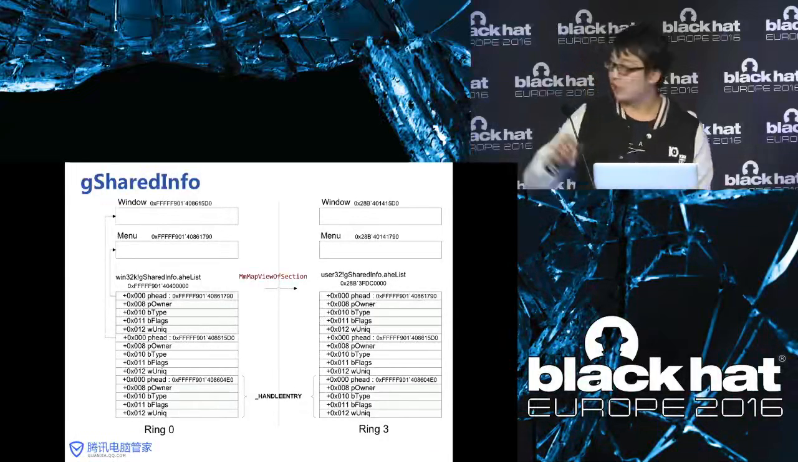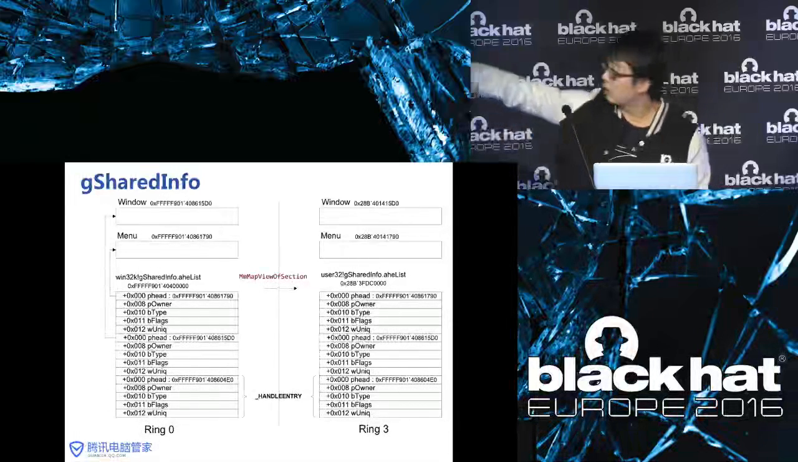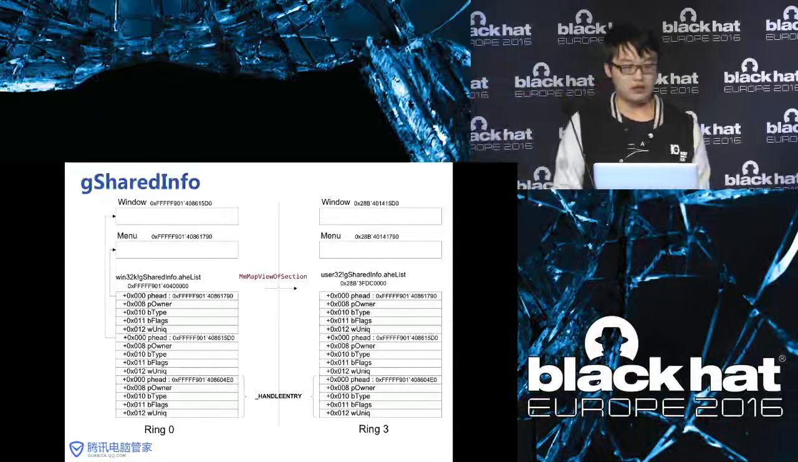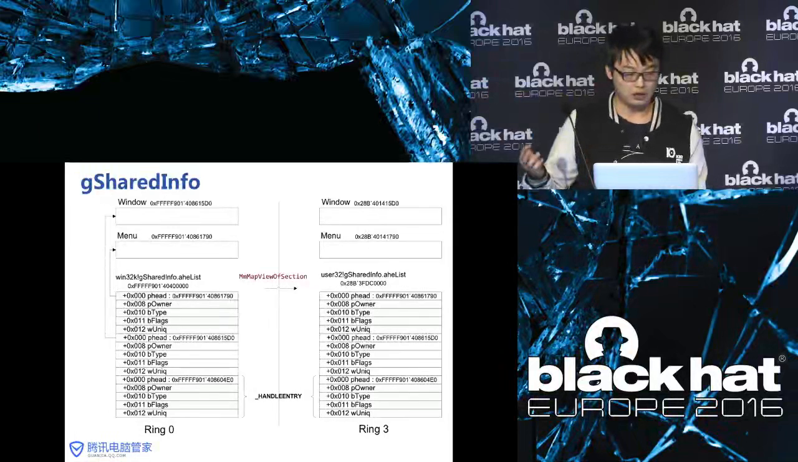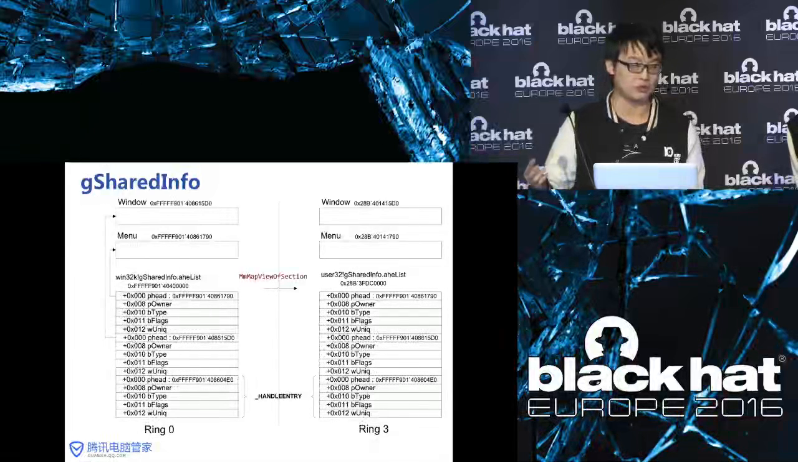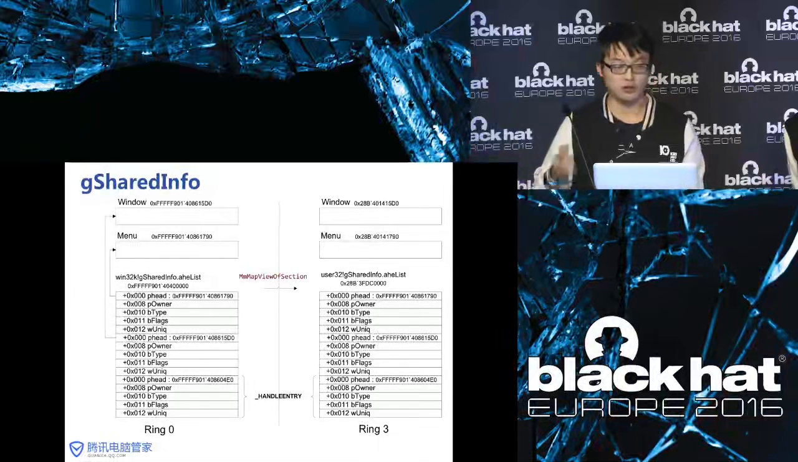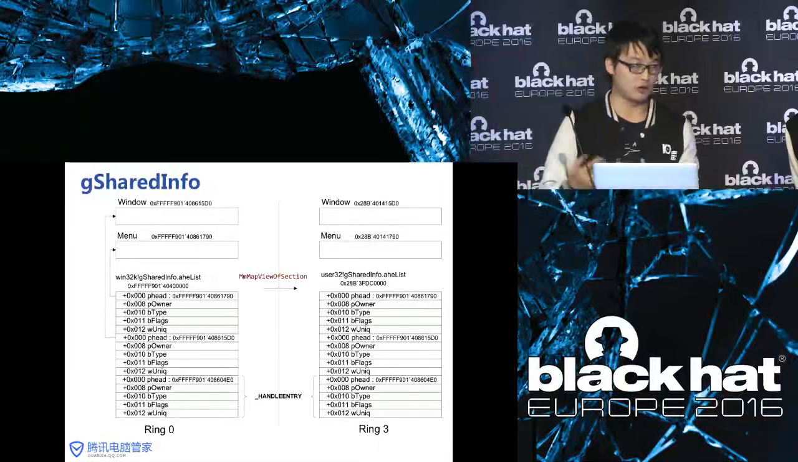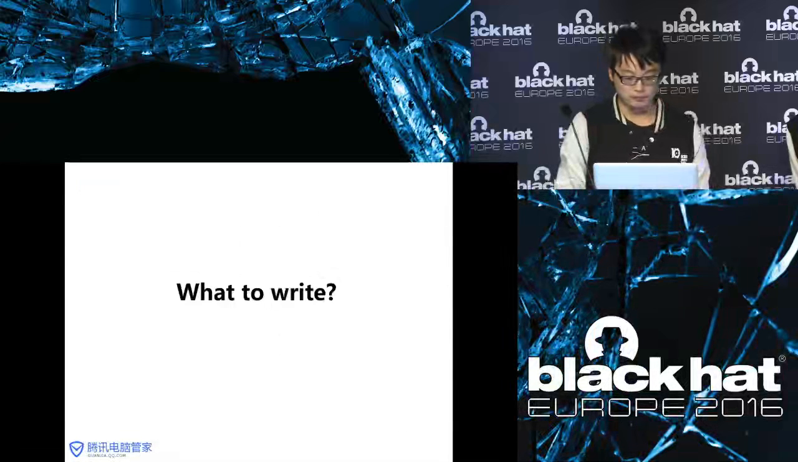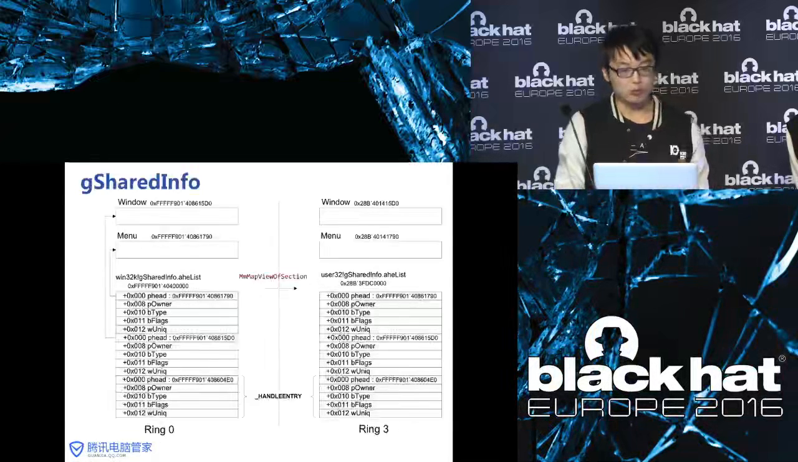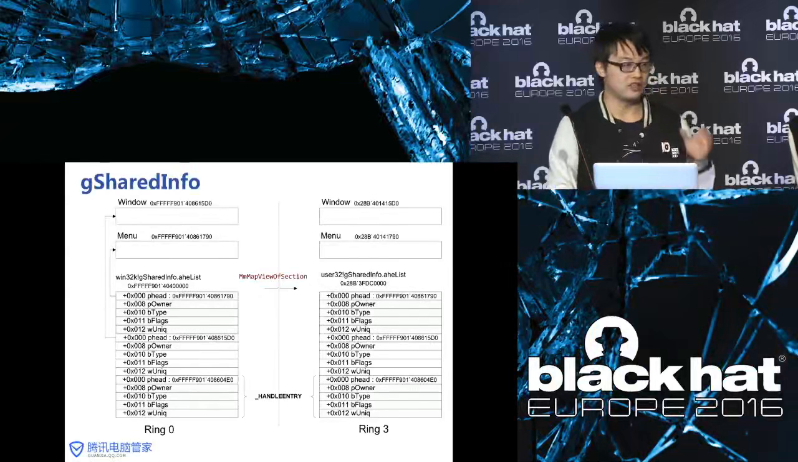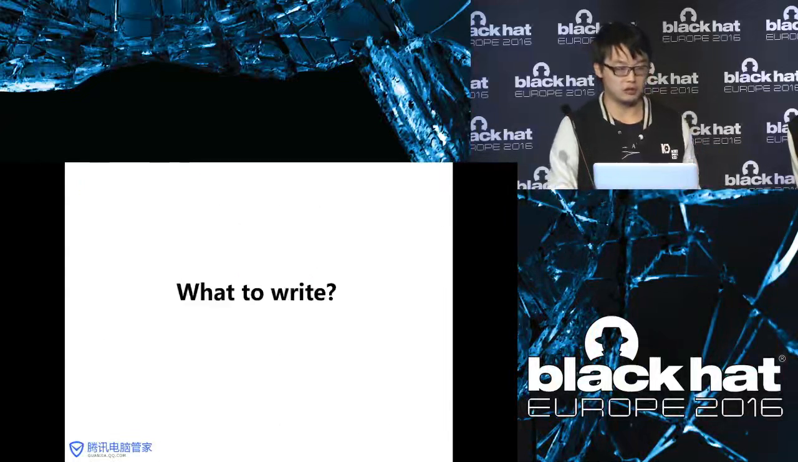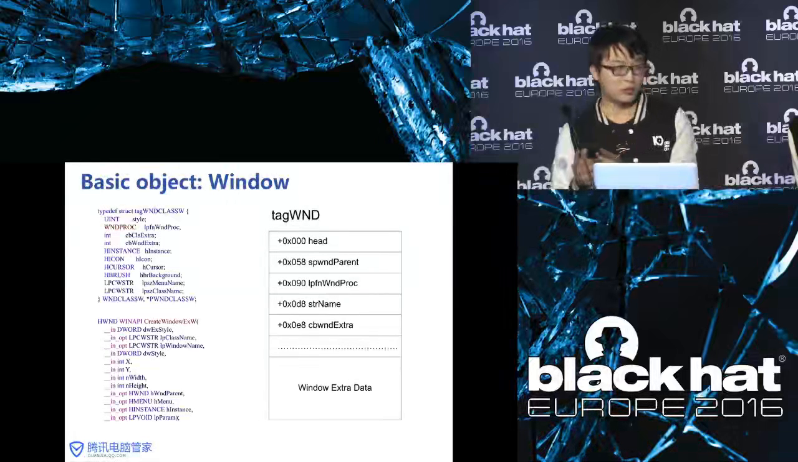So as you can see, the pHead is a member of the handle entry. So this pHead will point to a window object. Also, it can point to a menu object. I'm going to focus on the window object. So basically, what we need to write is in the window object. So what's in the window object?